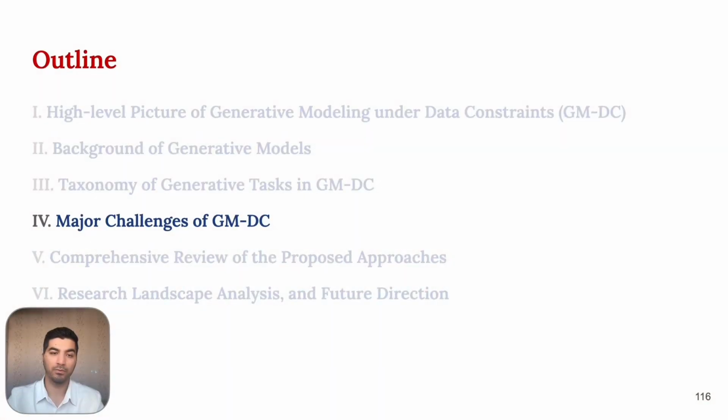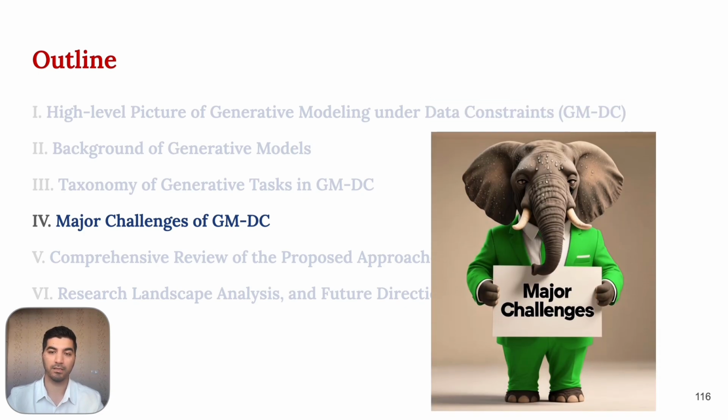Next thing we are going to discuss is the major challenges of generative modeling under data constraints. And as you can see, our elephant is a bit sweaty because of these challenges. If you are interested, I have generated this image using Qwen-Image because it has very powerful performance in terms of generating text within an image. If you are interested in a technical video on Qwen-Image, just let me know in the comments.